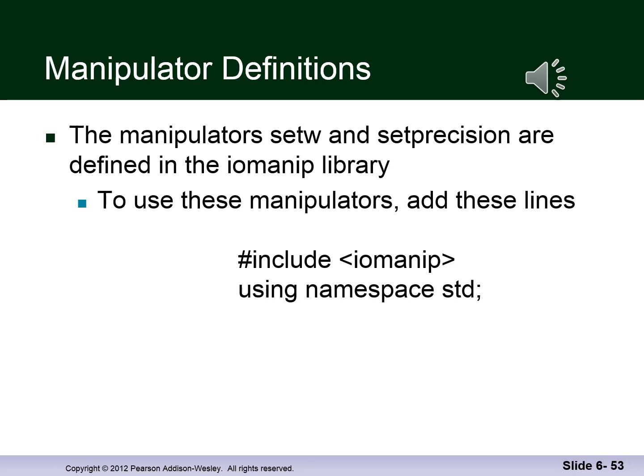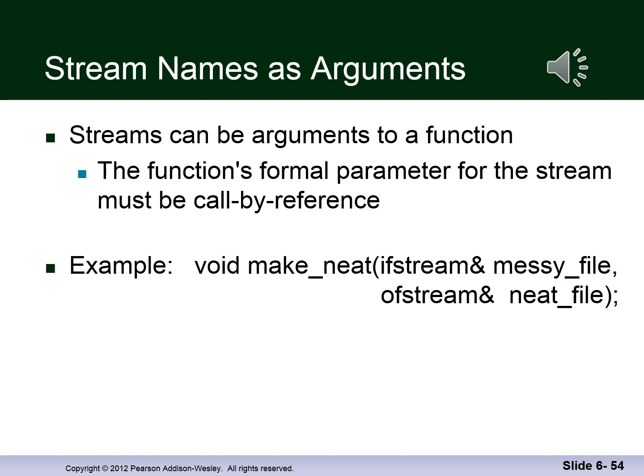You can pass a stream as an argument to a function. The only requirement is that the function's formal parameter for the stream must be called by reference, meaning you're actually passing a reference to the stream. You can't pass call by value, and it makes sense. If you think about that, it's obvious.